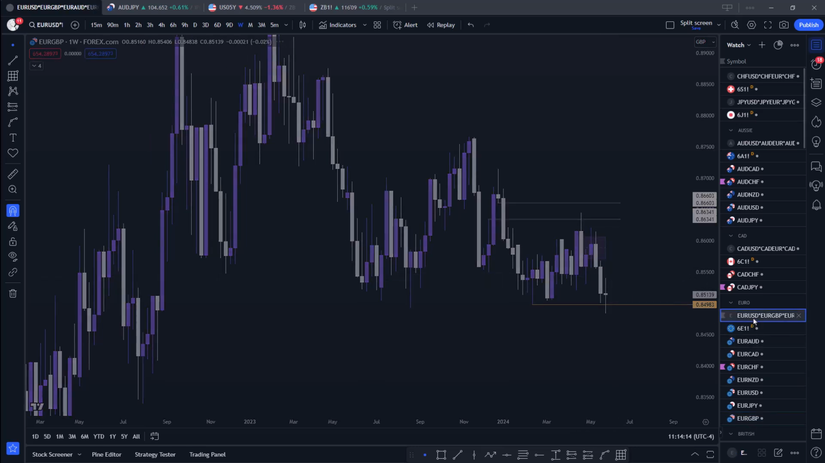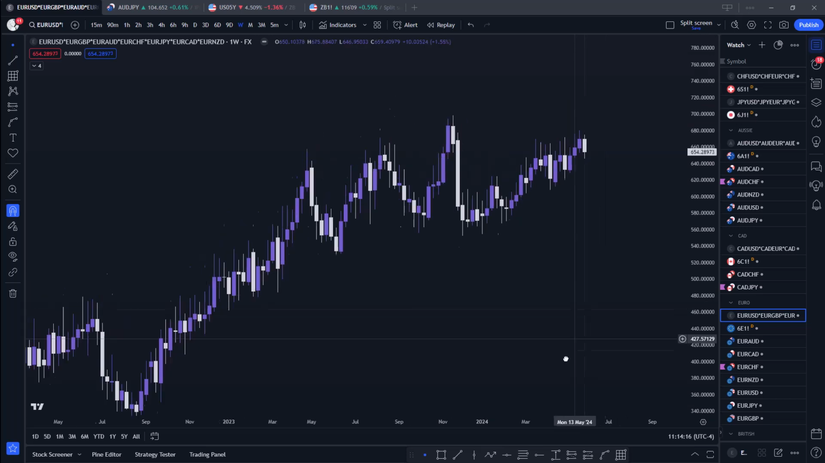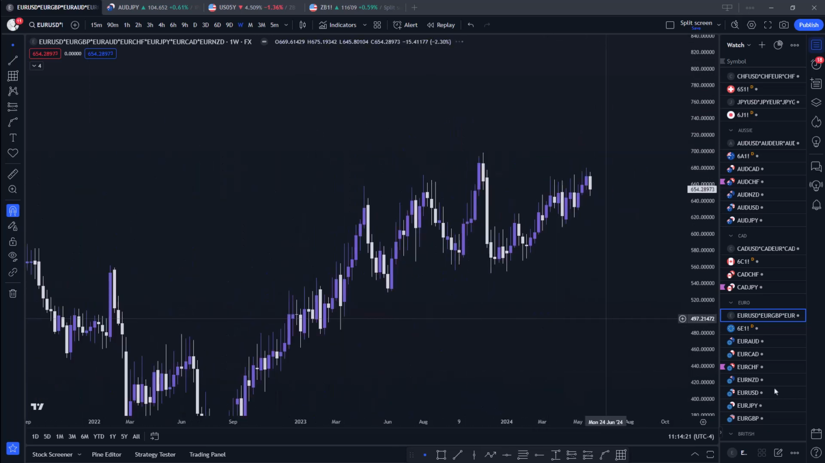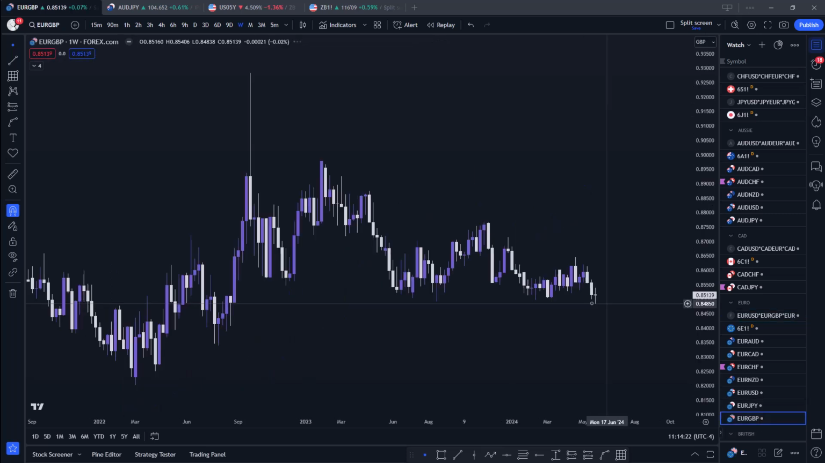I am looking at Euro GBP because I would like to see whether or not euro is stronger or weaker right now, and I think euro is weaker, but short term we might retrace back into that gap before continuing lower.